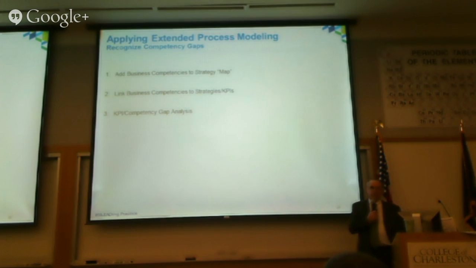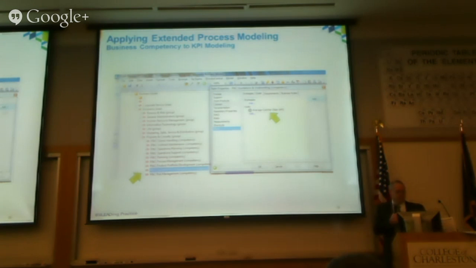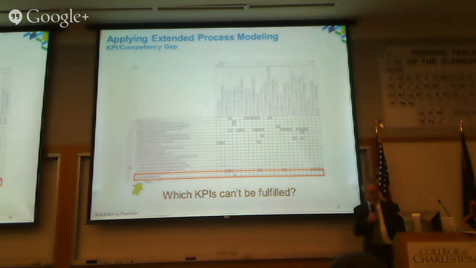Second, taking the business competencies that have been captured and discussed here and linking them to the KPIs as well. Similar gap analysis. So here we've added the line of business and the competency elements, and now map those into the model, and then run gap analysis there. So which KPIs can't be fulfilled because there was no competency in the organization to deliver on that. Standard reporting.